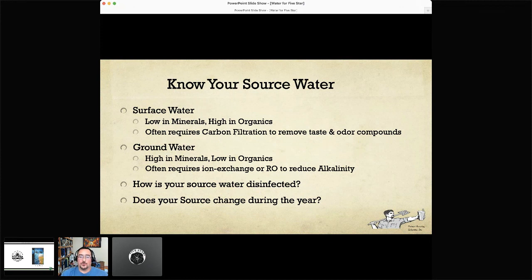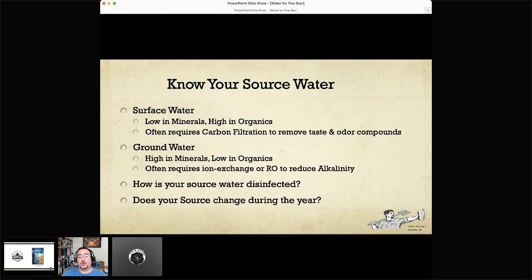Before you can adjust your water, you need to know what your source water is. It's either surface water or groundwater, or it could be a blend. Surface water is generally low in minerals, but often high in organics. Organics being algae, dead fish, leaves, frogs, that kind of stuff. Could be chemicals as well from contamination, pollution. Surface water often requires carbon filtration to remove these off flavors and odor compounds.